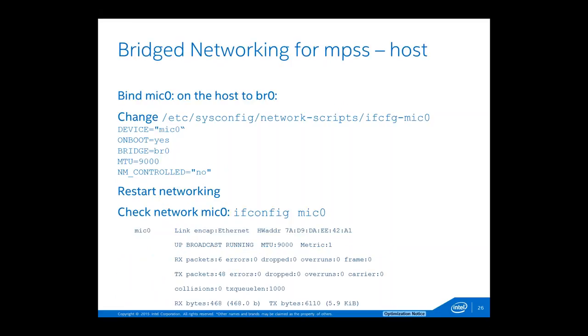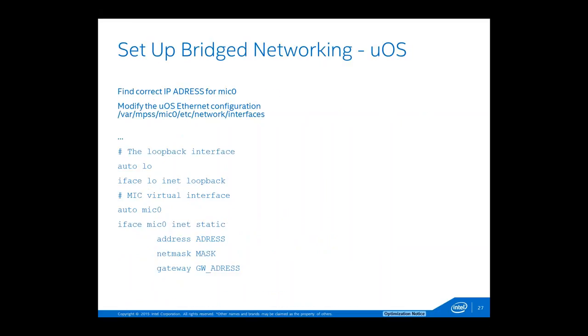You only need an IP address on the Xeon Phi coprocessor side. Again, this is one file. The standard location for the host side is in /var/mpss/mic0/etc/network/interfaces. Here at that point, you set the IP address and the network mask for the coprocessor.